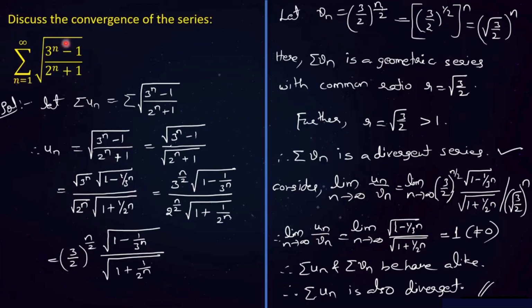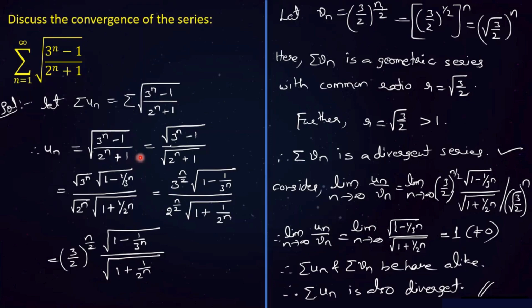Look at this. Now we need to discuss the convergence of this series: summation n equals 1 to infinity square root of 3 to the power of n minus 1 divided by 2 to the power of n plus 1. Now see, keeping that in mind, easily you can understand what is un here. un is square root of 3 to the power of n minus 1 divided by 2 to the power of n plus 1. As we did in the previous two problems, we need to write this as a function of something like 1 by n.